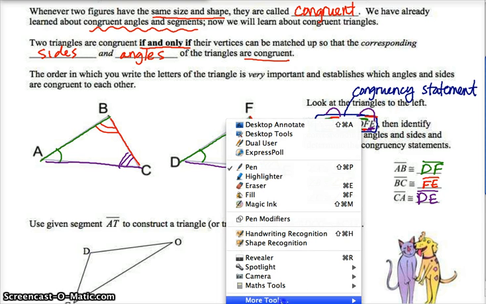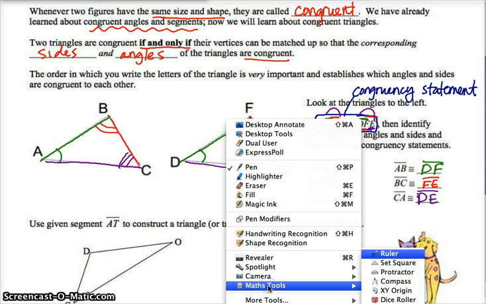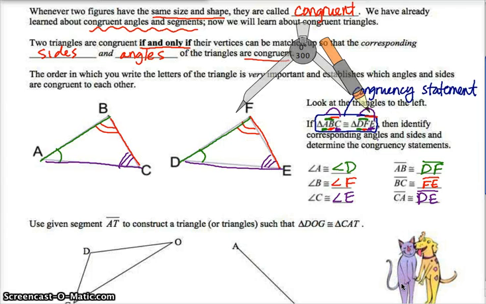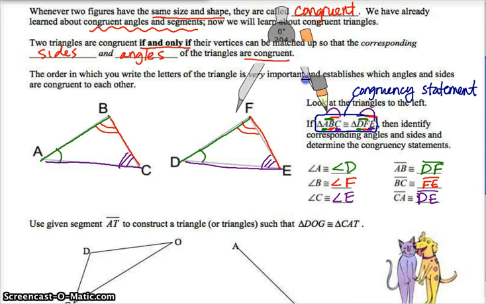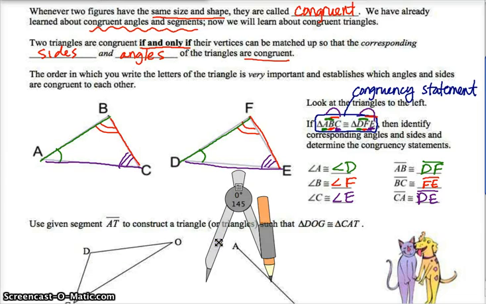Okay, so now you might want to pause. If you didn't grab a compass and a straight edge, you might want to pause and go ahead and get your compass and straight edge and then come back, because we're going to do some constructions.